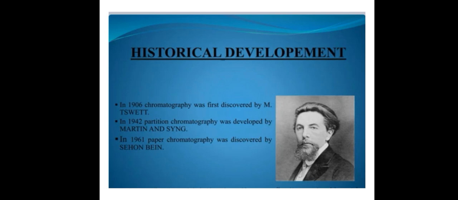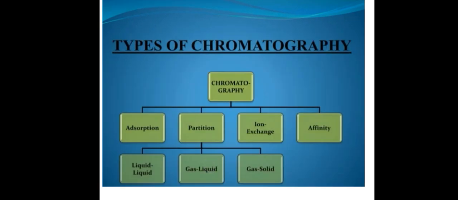Then I describe the historical development. Four scientists developed chromatography, firstly in 1906, then 1942, then in 1961. Then I describe the types of chromatography. Chromatography is mainly divided into four types: first is adsorption, then partition, then ion exchange, and then affinity. Partition is mainly divided into liquid-liquid phase, gas-liquid phase, and gas-solid phase.